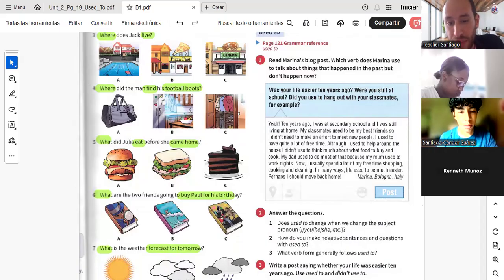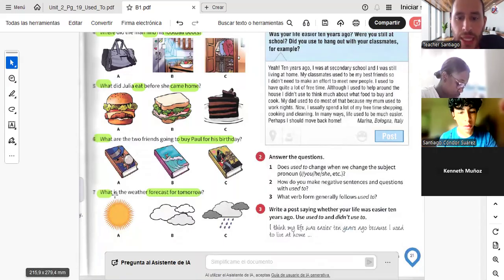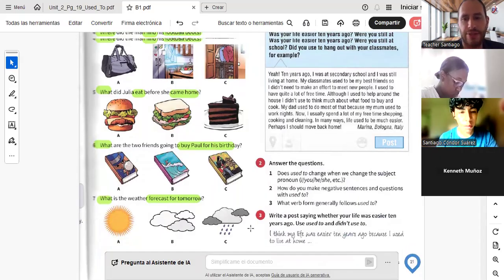There's books like music, surfing, I guess, and detective, or noir. A black novel, una novela negra de detectives. What is the weather forecast for tomorrow? Sunny, cloudy, or rainy? Okay, so now we have some ideas to try to answer.